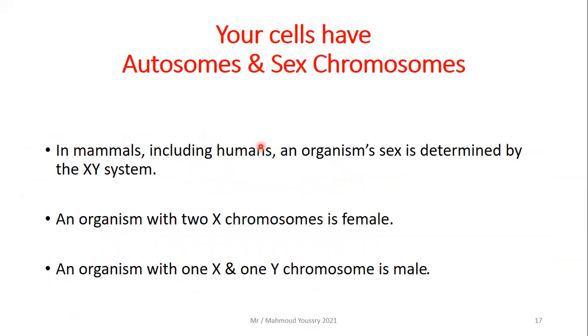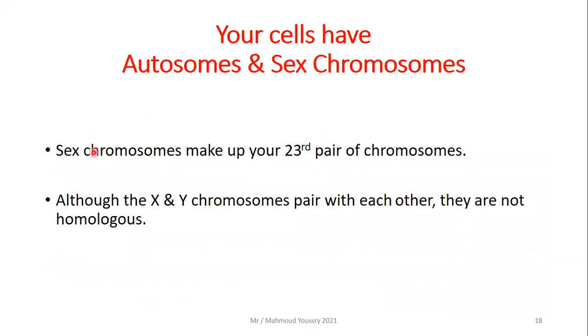In mammals, including humans, we belong to a group named mammals, an organism's sex is determined by the XY system. An organism with two X chromosomes is female, while an organism with one X chromosome and one Y chromosome is a male. Sex chromosomes make up your 23rd pair of chromosomes. So we already have the complete set of 46 chromosomes.